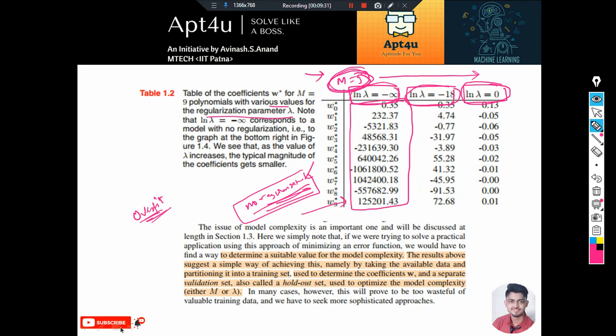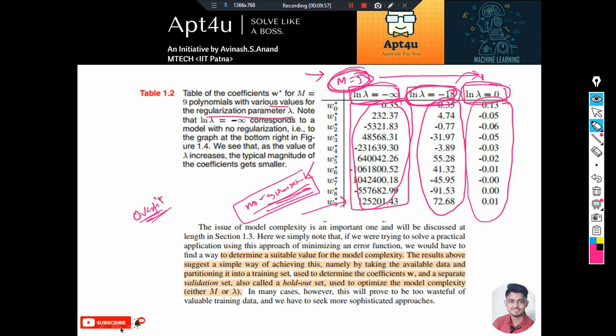But now I increase the value of lambda, and now ln lambda equal to minus 18, you see the coefficients have drastically reduced, which means the curve is trying to adjust its coefficient values, and that will modify the curve. On further increasing the value of lambda, you see the values have further decreased. So what is the point to be noted?